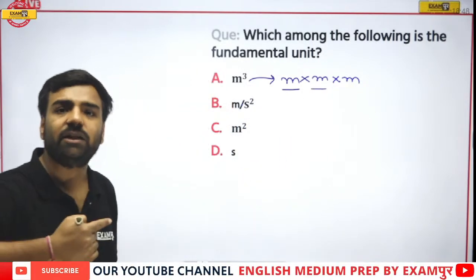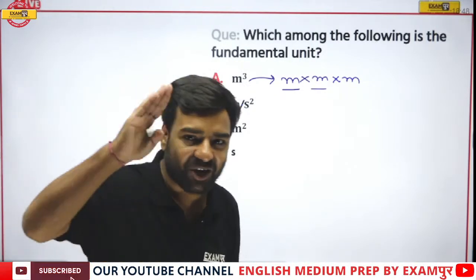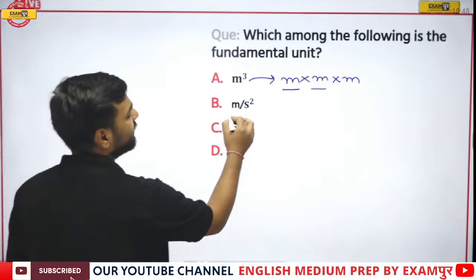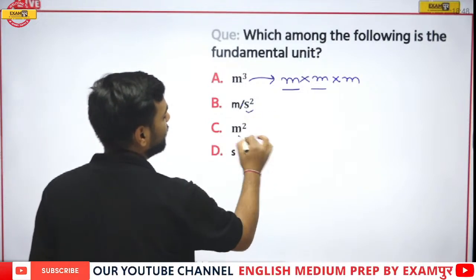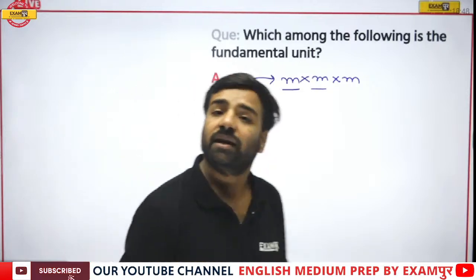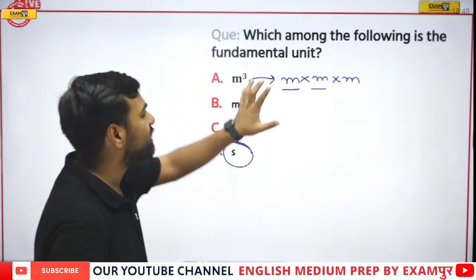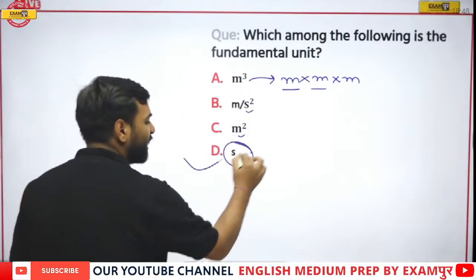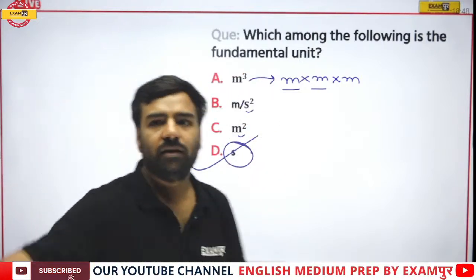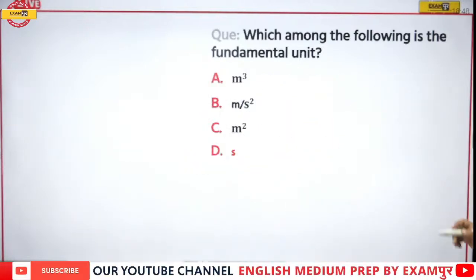So this meter cube is derived from meter. Yes, that's absolutely correct, Sai. Awesome. If I talk about meter per second square, it is dependent on it. Meter is again dependent, but second is the one which is not dependent on anyone. And when any unit is not dependent on anyone, that is known as a fundamental unit. That's why option number D is correct. Awesome, Sai. Totally correct. So here option number D is the correct answer.